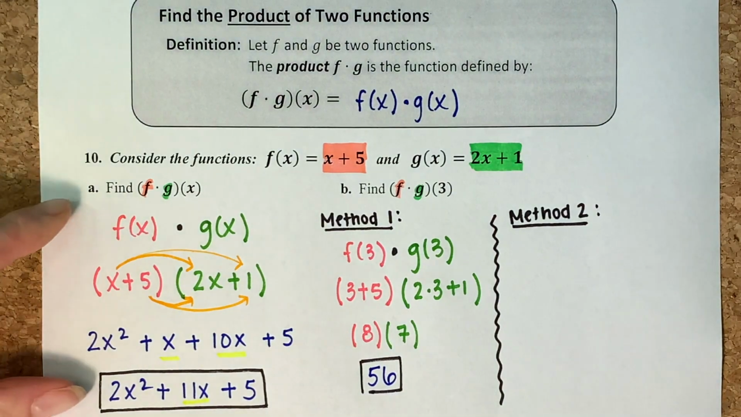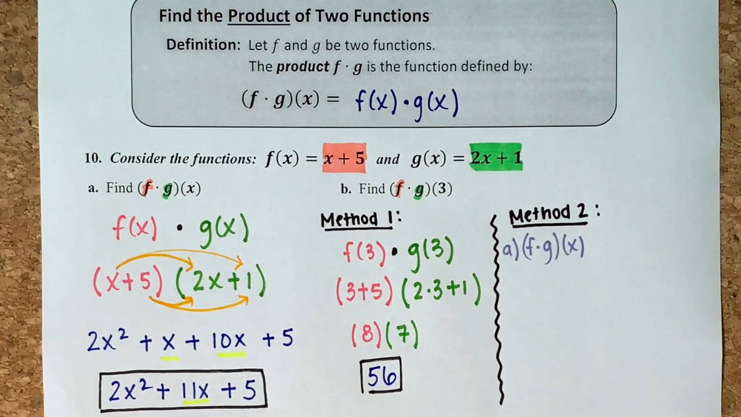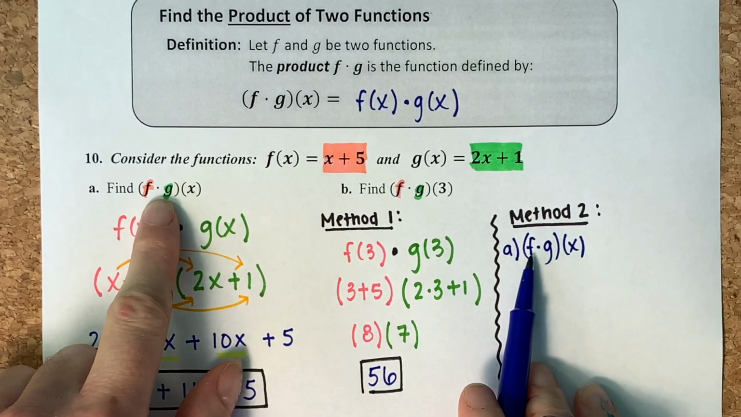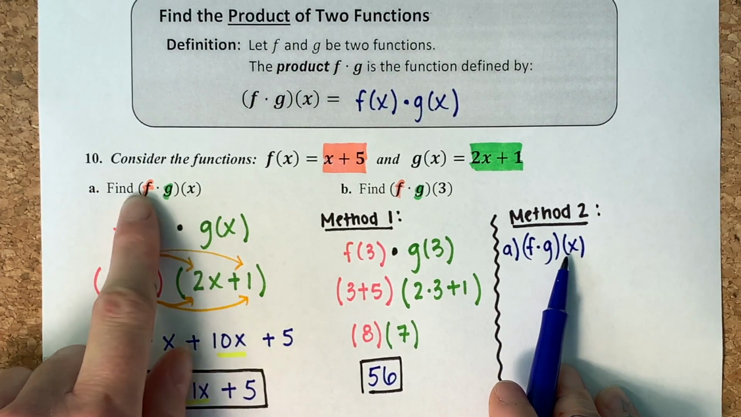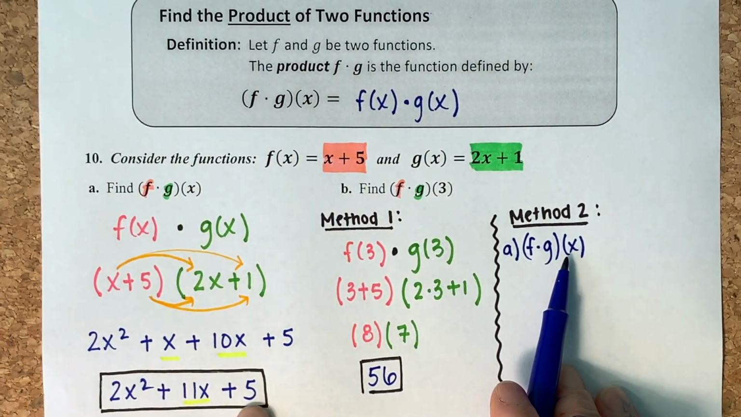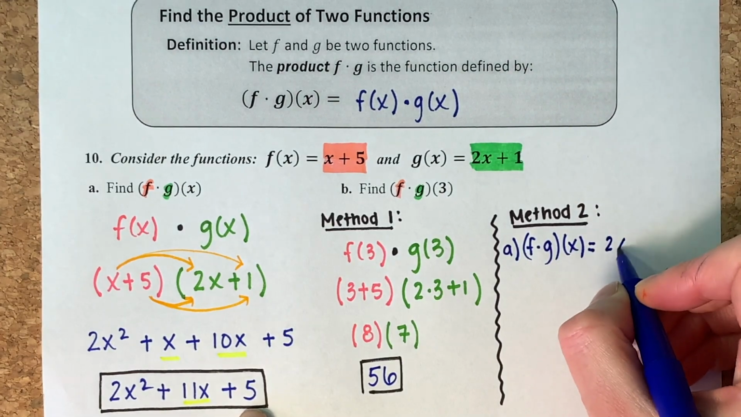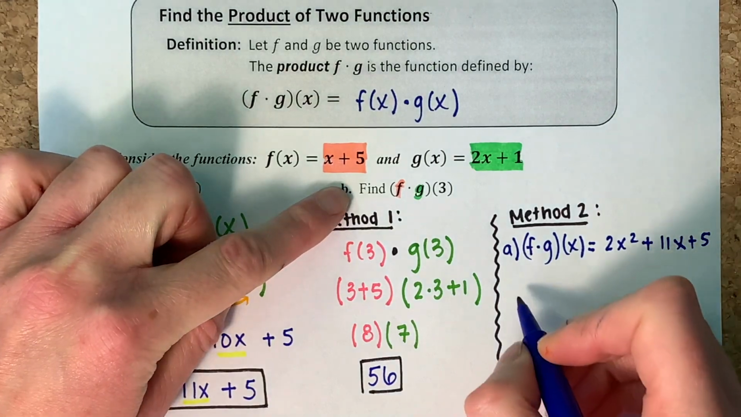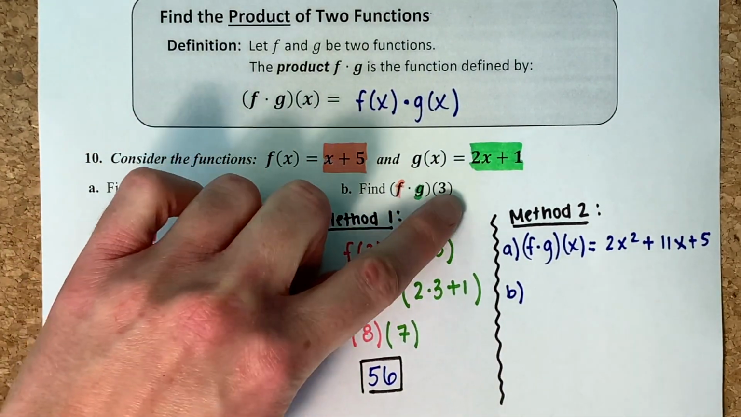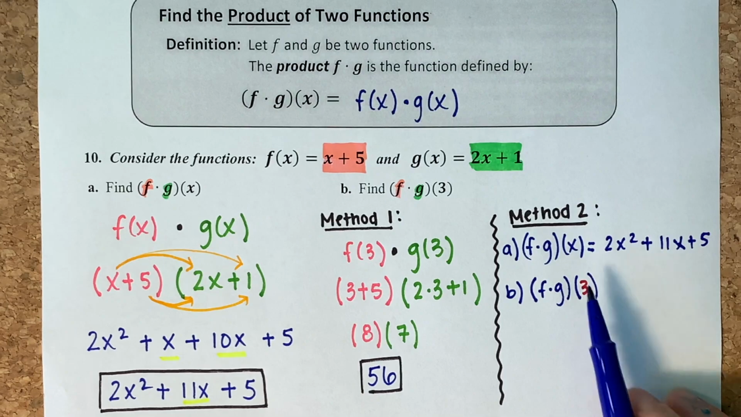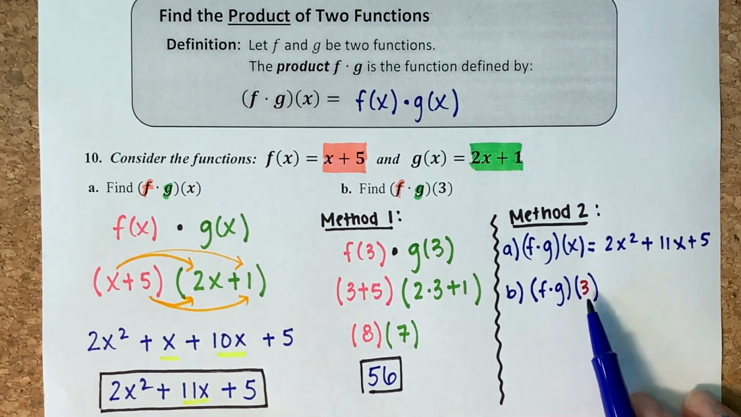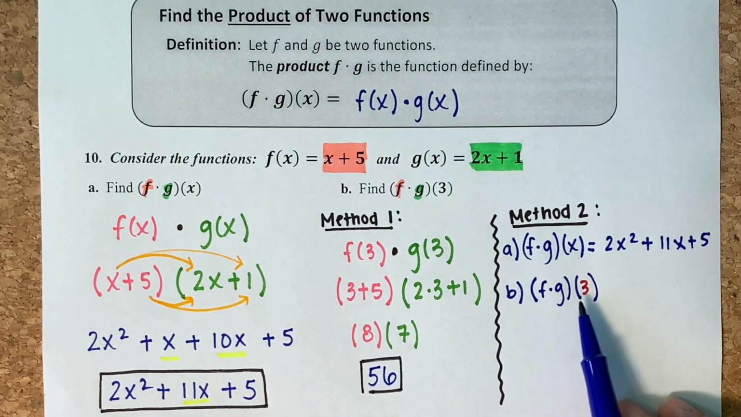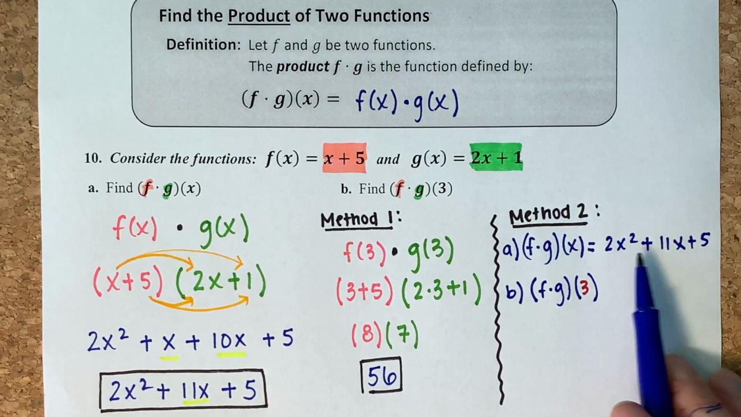Well, let's consider our answer for Part A. Part A asked us to find f times g of x, and we did. We found that f times g of x was equal to this quantity here. Part B asks us to find f times g of 3. Again, the only difference between this statement and this statement is that here we have an x and here we have a 3. So to solve this, we're just going to plug 3 in for x here.